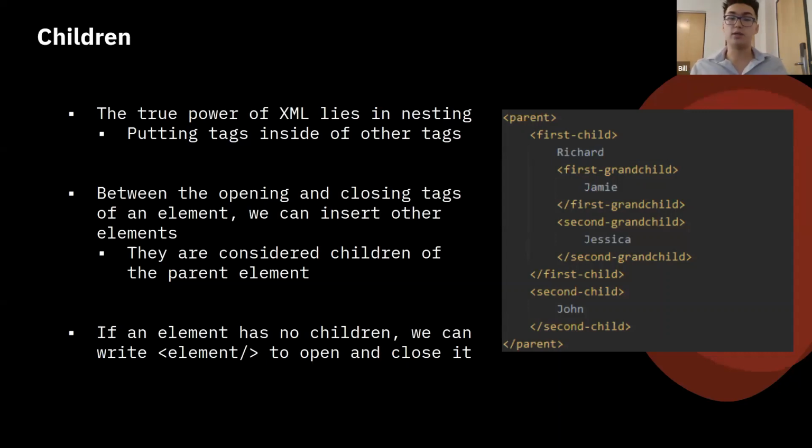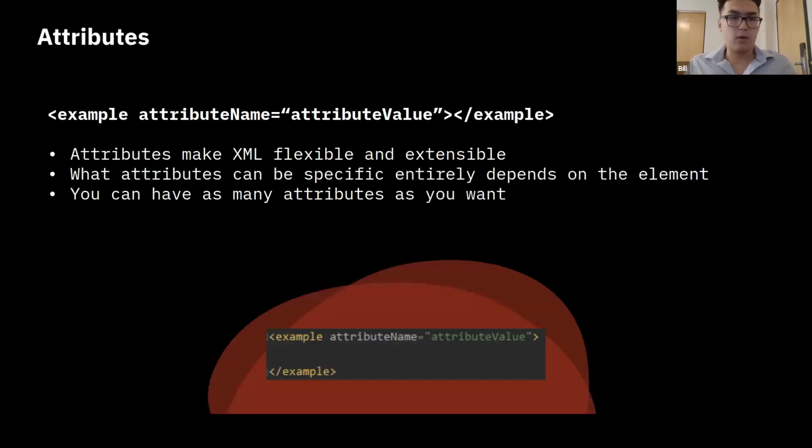And this is going to come in use later when we look at some HTML. Now, the last thing about XML is what's called attributes. So attributes are really what make XML flexible and extensible. So basically, we can attach any data that we want to any tag that we want. So you can see here, we have the example tag again, but this time we have an attribute.